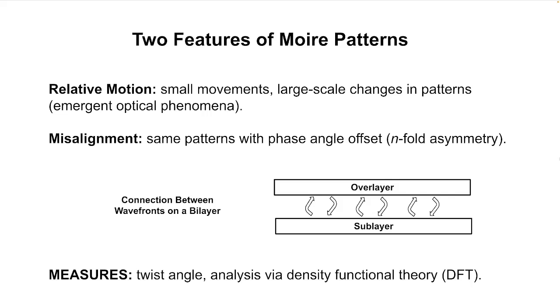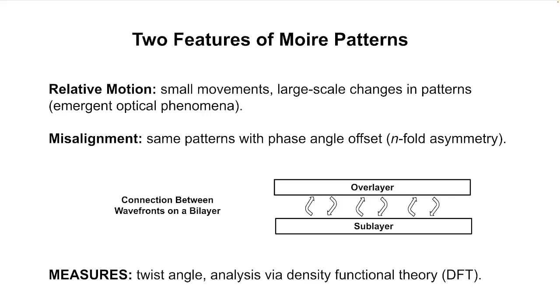We have these connections between wavefronts and a bilayer. So imagine we have an overlayer and a sublayer or a substrate, and we have interactions between that overlayer and the substrate or the sublayer. And those interactions then form this potential for pattern formation because the two layers are misaligned and they can move relative to one another.